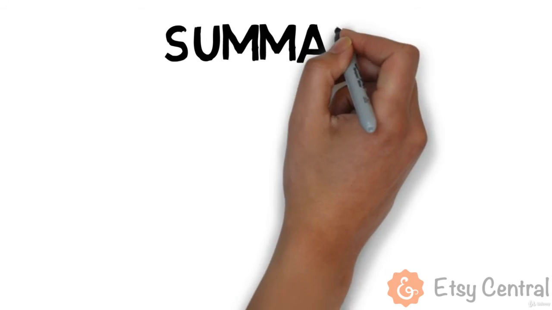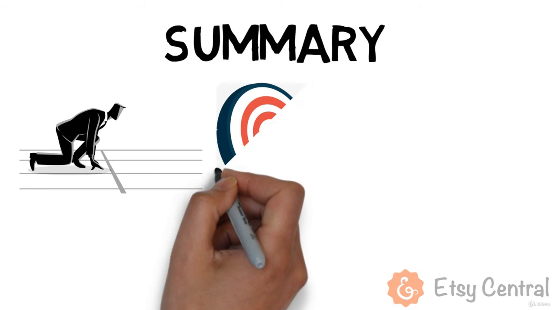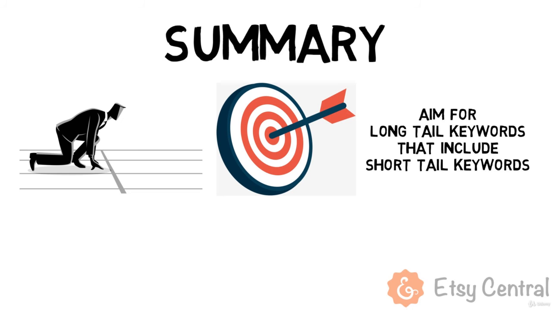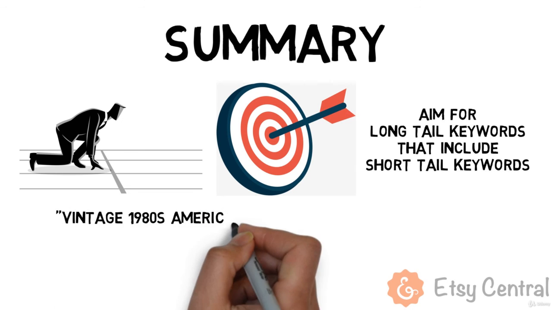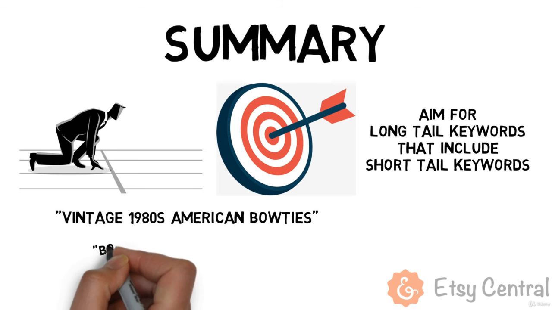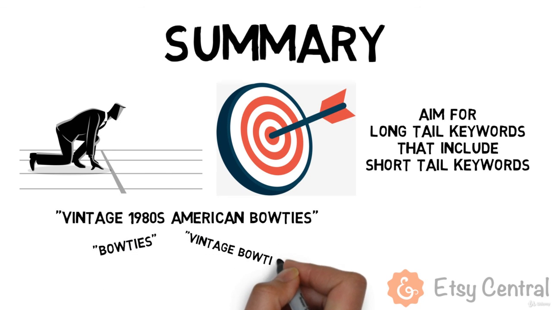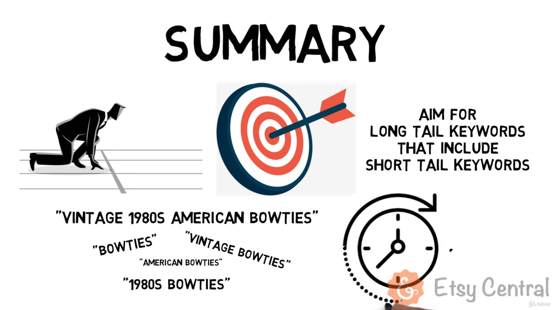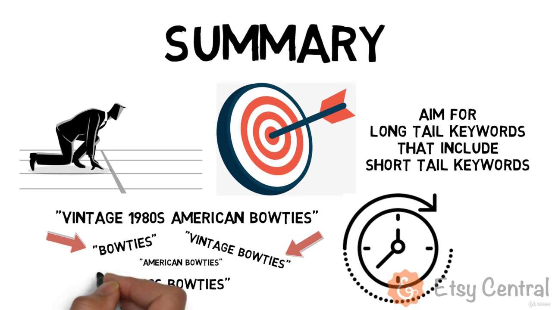So in summary, if you are just starting out, aim to rank for long-tail keywords that include short-tail keywords in them. Vintage 1980s American bow ties also naturally contain the strings bow ties, vintage bow ties, American bow ties, and 1980s bow ties. Over time, by aiming for those niche-specific long-tail keywords, you will hopefully rank for those shorter tail keywords as well.